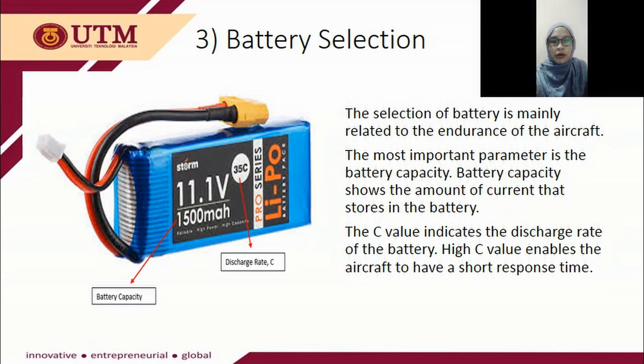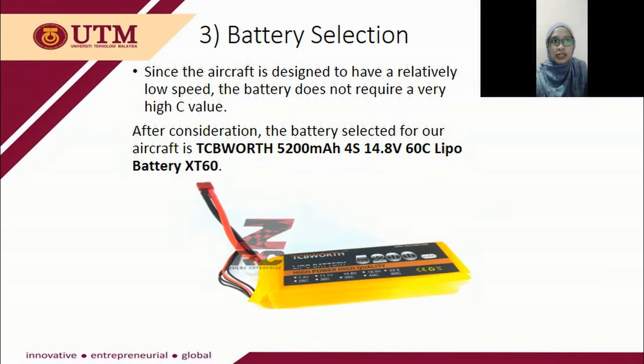As you can see from the slide, for example, 35C is the discharge rate for the battery, and the 1500 mAh is the battery capacity. A high C value enables the aircraft to have a short response time. Since the aircraft is designed to have a relatively low speed, the battery does not require a very high C value.